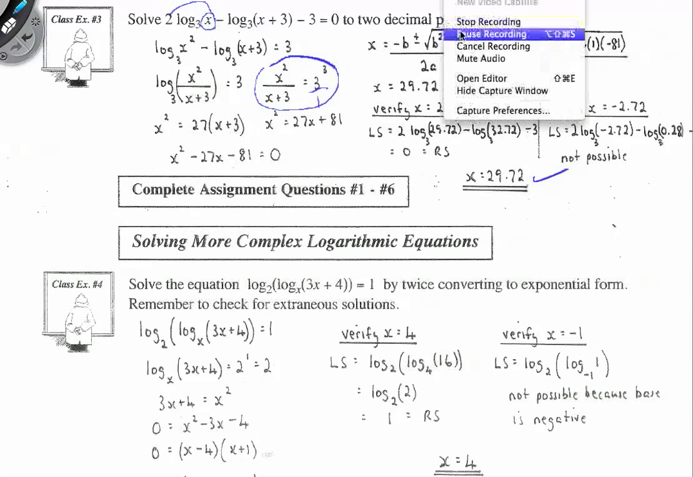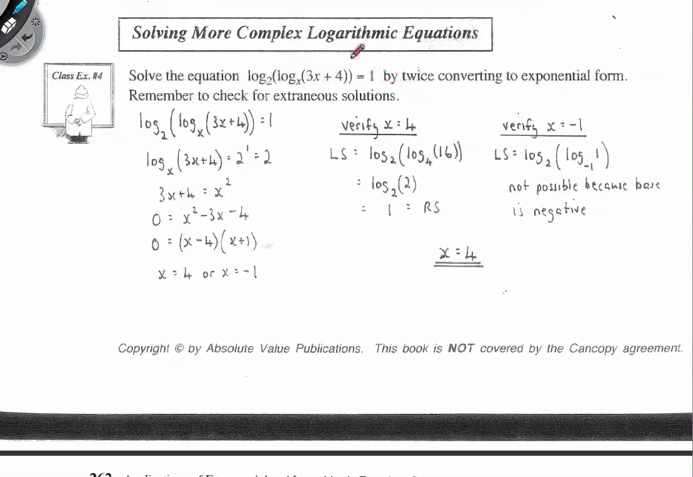Let me scroll down here. Okay, so it says here we're solving more complex log equations. Number 4, solve this equation here. Well, there's a log within a log. Not to worry, let's have a look. It says solve here by twice converting to the exponential form. So I would imagine that we can do drop, swing, bump here.